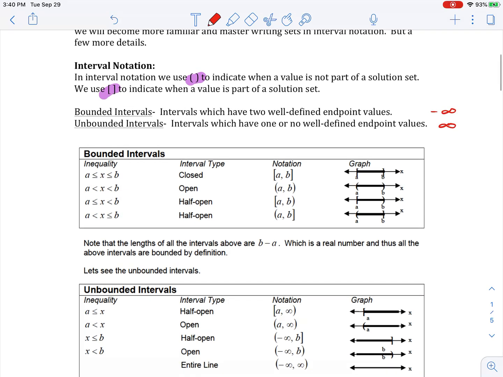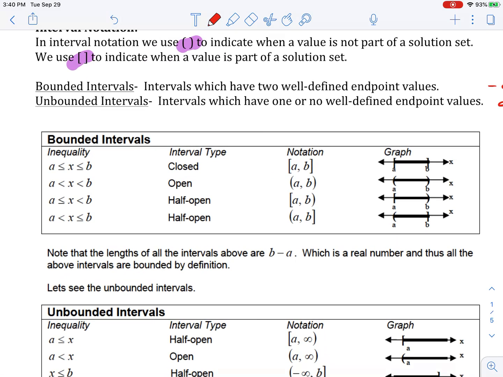So let's take a look at some bounded intervals, what that might look like. Okay, let's consider the inequality a is less than or equal to x, which is less than or equal to b, right? In this case, we could read that as x is between and including a and b. Because we have the less than or equal to part, right? The equal to part of the inequality symbol implies that that number is part of the solution set. And in this case, both a and b are part of the solution set.